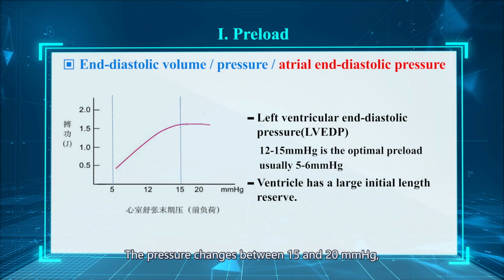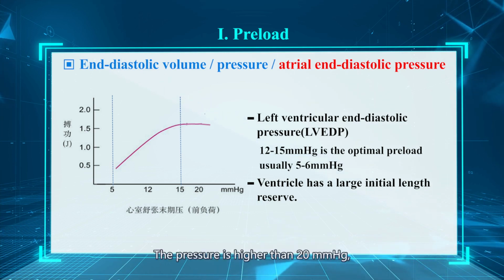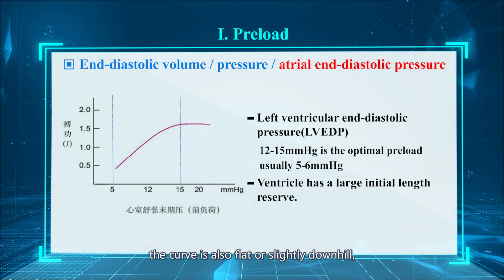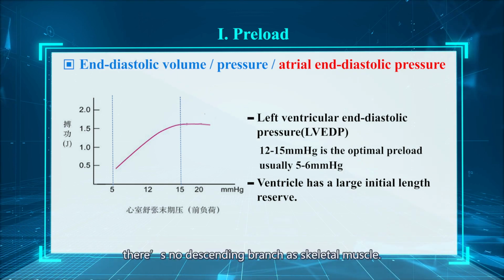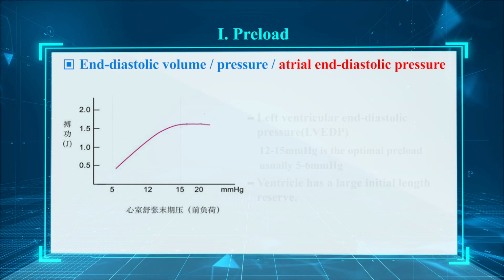The pressure changes between 15 and 20 millimeters of mercury. The curve is flat. The pressure is higher than 20 millimeters of mercury. The curve is also flat or slightly downhill. There's no descending branch as in skeletal muscle.